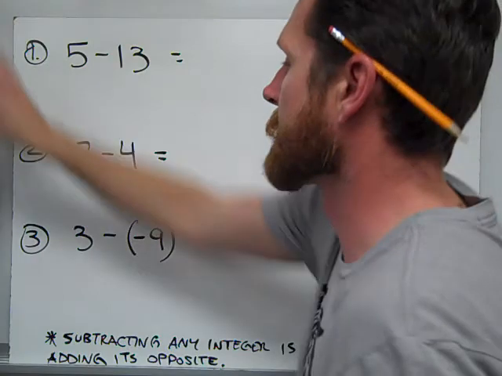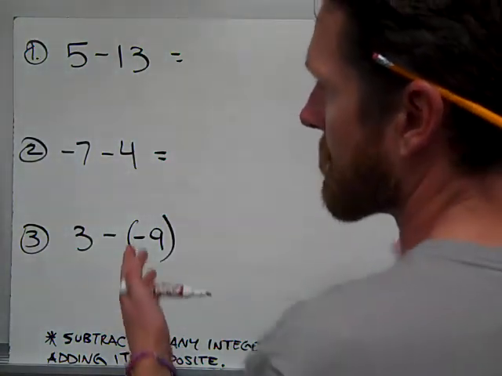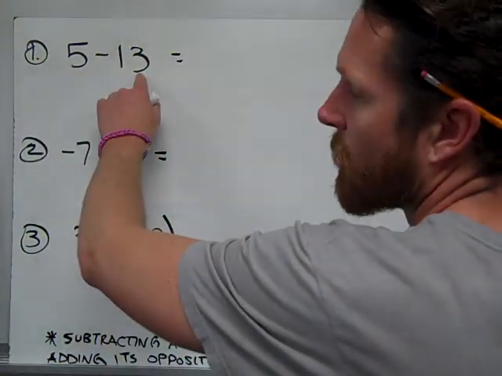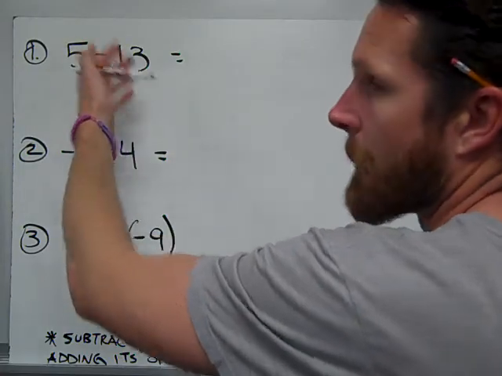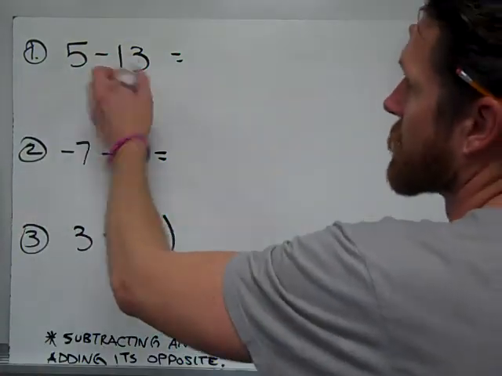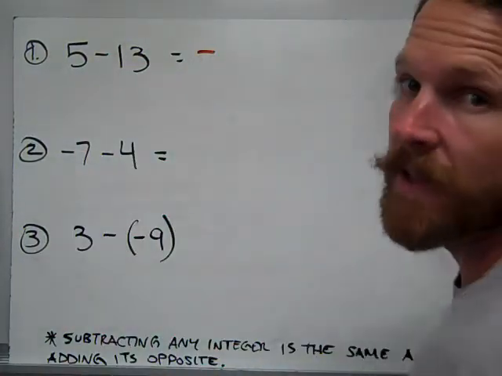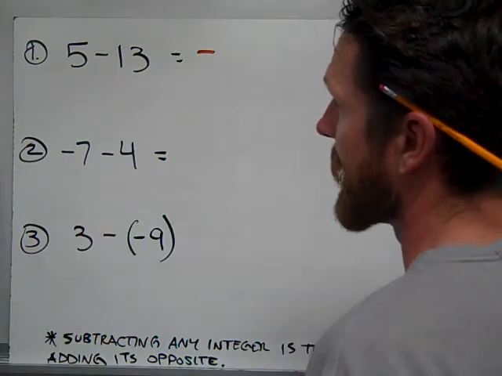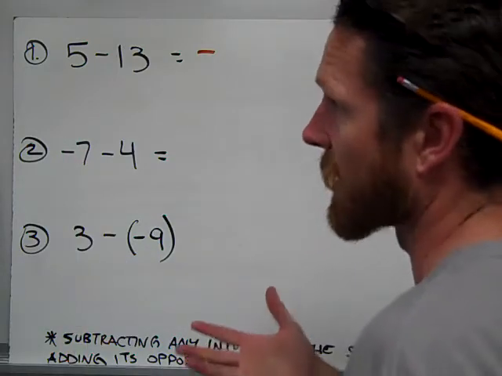So let's do some examples here. Same thing here. I have 5 and I'm going to give 13. So I'm going to be in the negative already. The larger number is negative, so my answer is going to be in the negative. So what is that difference there? Basically is what it comes down to.